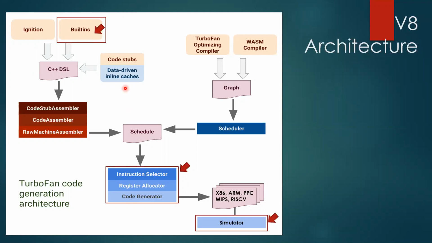Another aspect of this whole architecture is the built-in functions. In fact, V8 has thousands of built-in functions. A lot of them are written in JS, some of them are written in C++, and about 60 of them are written in assembly code. So the assembly version, called ASM built-ins, are also the ones that need to be ported.